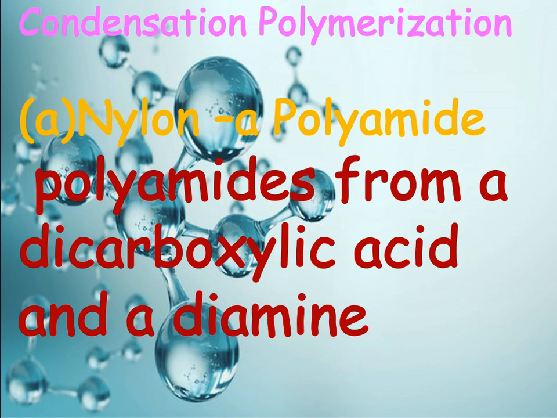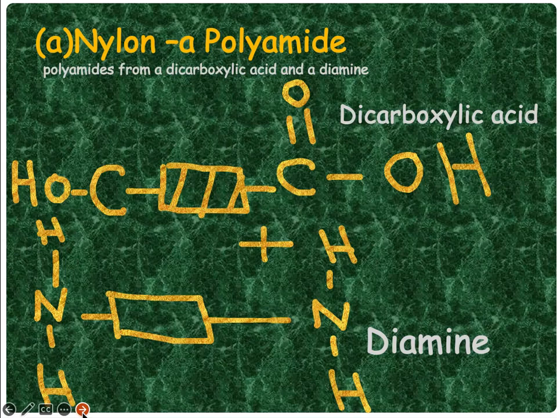The first type we're going to discuss is nylon. Nylon, a polyamide, is formed from a dicarboxylic acid and a diamine. Let's see what is meant by dicarboxylic acid and what is meant by diamine.